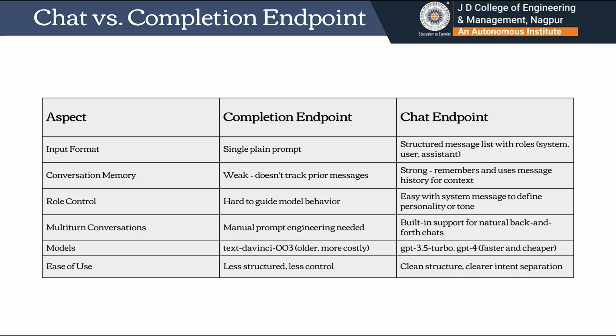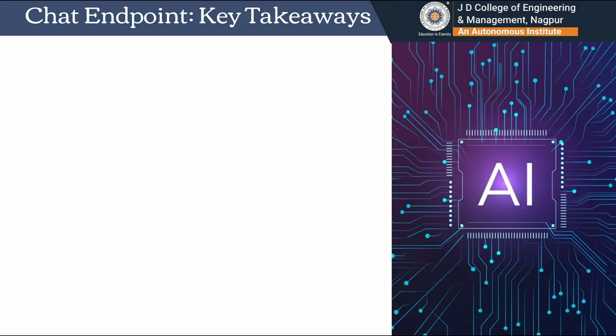So, in summary, for building anything interactive, contextual, and efficient, the chat endpoint is superior in every way. It's simpler to use, smarter in response, and better suited for modern conversational AI systems. And that brings us to the end of this presentation on the OpenAI API Chat Endpoint. Let's quickly recap what we have learned today.